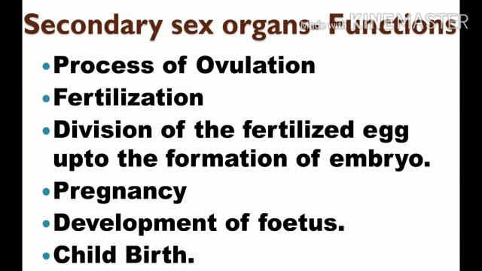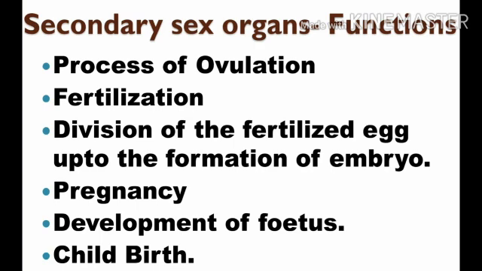Then the division of the fertilized egg up to the formation of the embryo. The fertilized egg means, after the sperm fuses with the egg, we call that egg the fertilized egg. Then that fertilized egg will start to divide and form the embryo. For that, these secondary sex organs are helping, and they also help in pregnancy and development of the fetus. Fetus means the baby which is present inside the uterus. So for the development of the fetus, these secondary sex organs are helping. Then for childbirth, these are all the functions of the secondary sex organs.